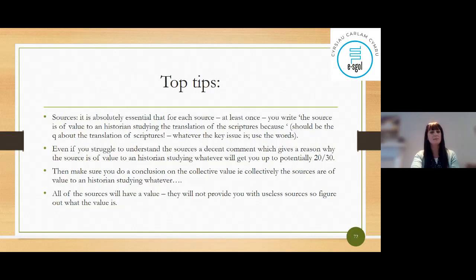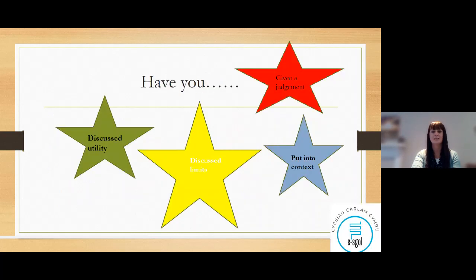Some little top tips then, okay. It's absolutely essential, remember, at least once, you write the source is of value, okay, even if you struggle to understand the source, give a reason why it's of value, okay, and potentially that will bump up your marks. Make sure you do a conclusion on the collective value, okay, of the three of them together. All of the sources will have a value, okay, they wouldn't provide you with useless sources, so you need to figure out what that value actually is.